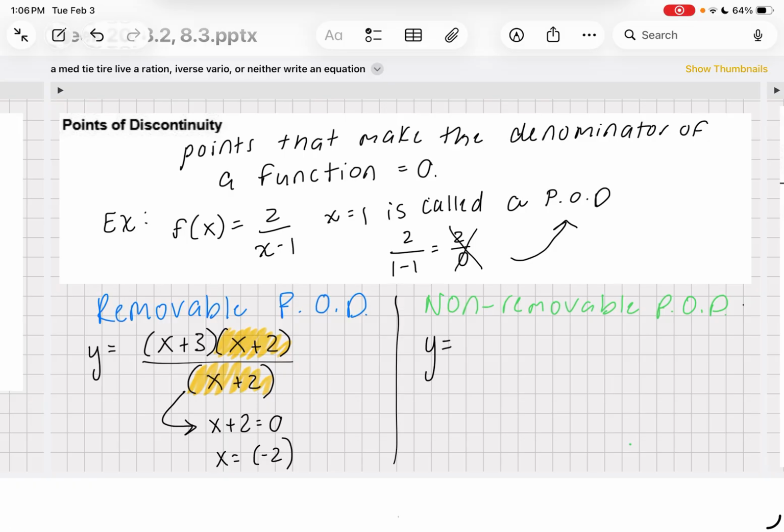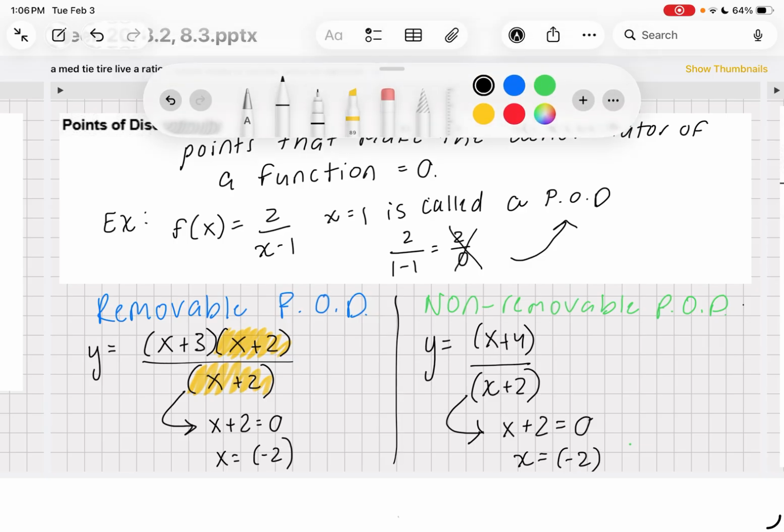Non-removable means that it can't cancel out. An example of that would be x plus 4 over x plus 2. In this case, if my denominator were to equal 0, I would have a point of discontinuity at -2, but it is non-removable because it can't be canceled out with anything in the numerator, if that makes sense. So removable versus non-removable.